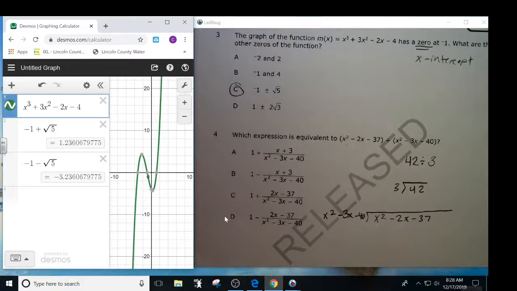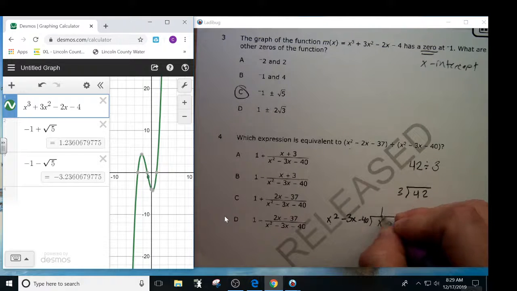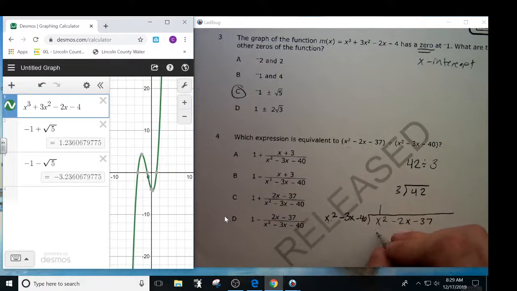Now, when you do long division, all you care about is what do I have to do to x squared to get x squared? What times x squared gives me x squared? 1. So I'm going to multiply. 1 times x squared is x squared. 1 times negative 3x is negative 3x. 1 times negative 40 is negative 40.